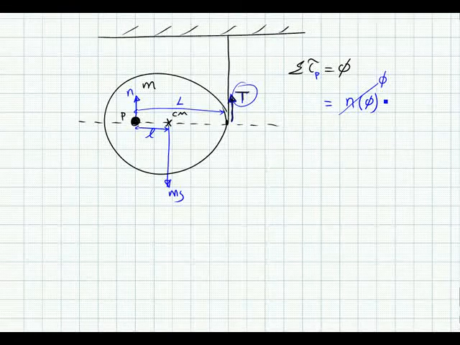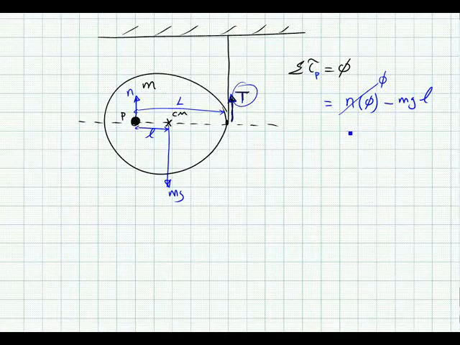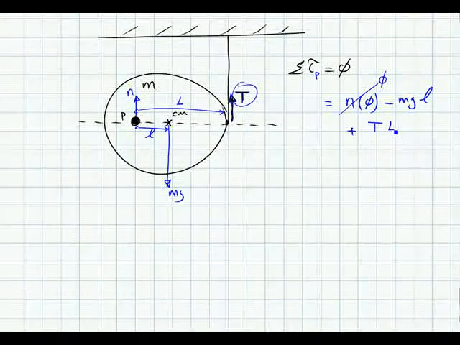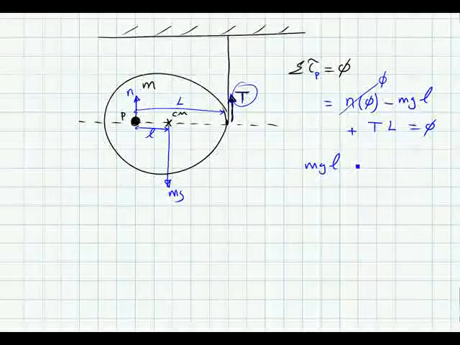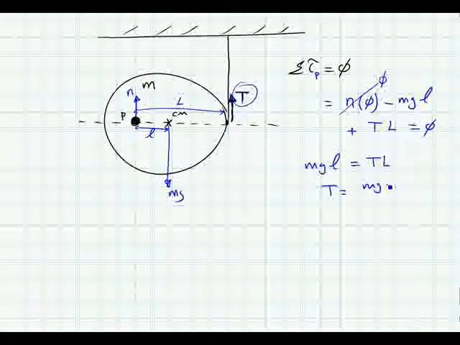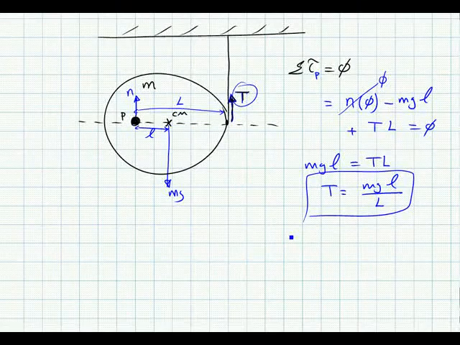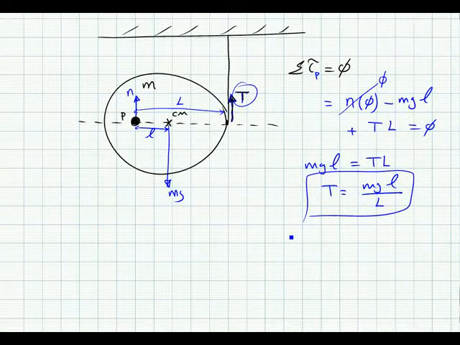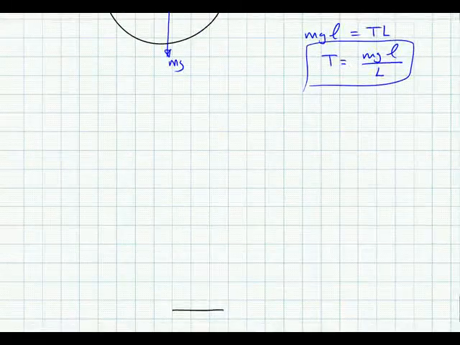So we have N times 0 minus mg times little l plus T times big L. So that's the net torque, and that must equal 0, i.e. mgl must equal TL, or T must equal mgl divided by L. So knowing big L and little l, you can go ahead and figure out what the required tension needs to be in the string.